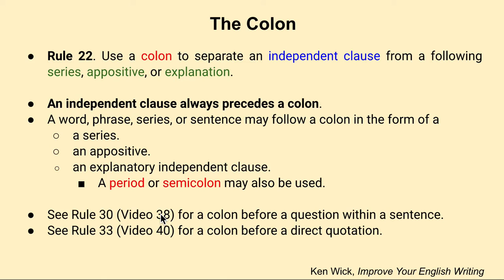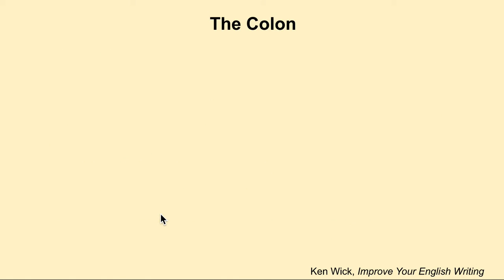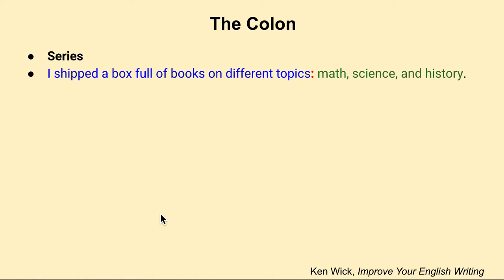So let's look at some examples of what I've been talking about. Let's see when you have an independent clause, colon, series. Remember, an independent clause always comes before the colon. So here the blue is the independent clause. You have: I shipped a box full of books on different topics, colon, math, science, and history. Here you have the independent clause, and here you have a series. So you may separate them with a colon. There you have a series following an independent clause.